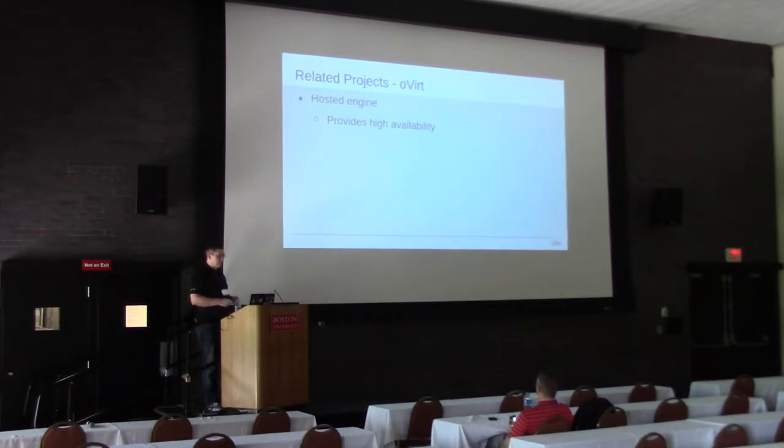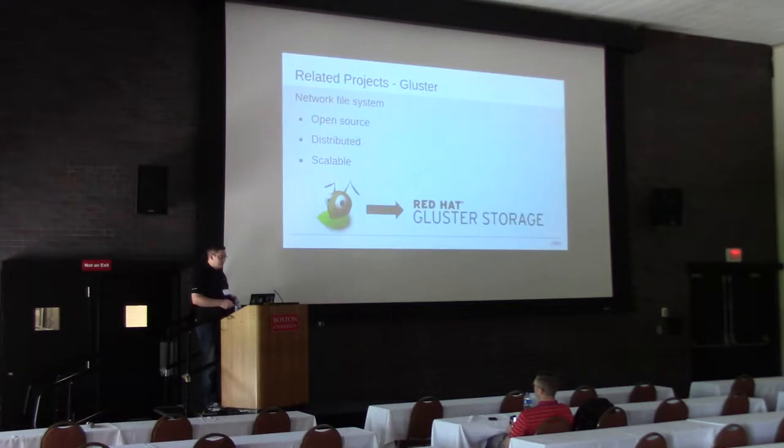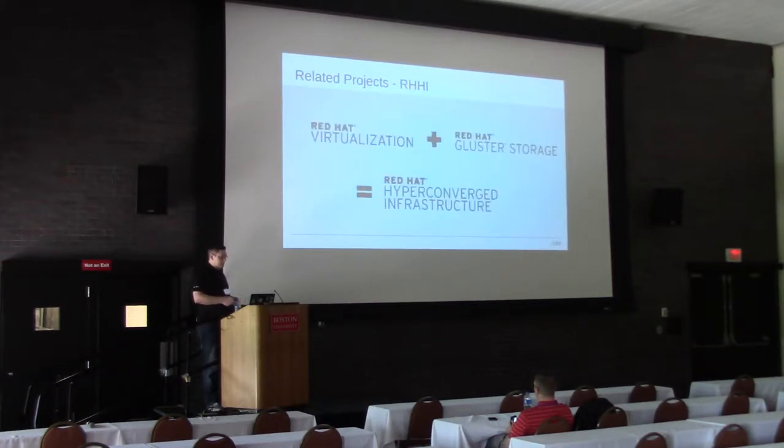This is a gross oversimplification of a very sophisticated problem. If anybody cares, there's an older talk by Doron Fediuk about the chicken and egg problem the hosted engine presents. I recommend checking it out. It's on YouTube. So next up is Gluster. It's a powerful open source and scalable network file system that allows you to set up a distributed network solution using off-the-shelf components. And it is, of course, the upstream version of Red Hat Gluster Storage.